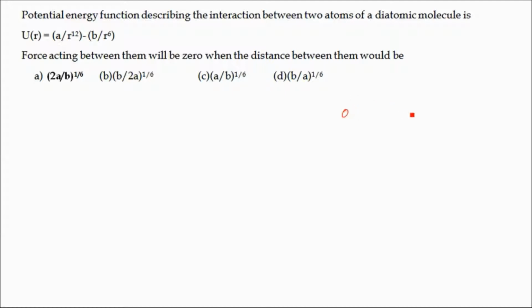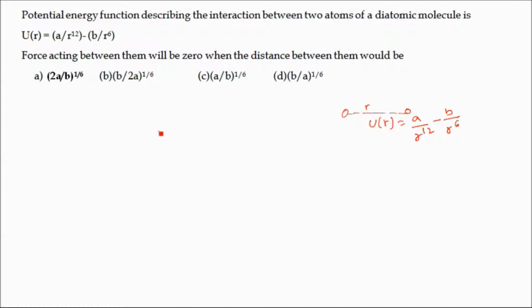Let us suppose these are two atoms of a diatomic molecule, and the potential energy is a function of the distance between them, which is r, and it is equal to a divided by r raised to power 12 minus b divided by r raised to power 6. You have to calculate when the force between them will be 0.